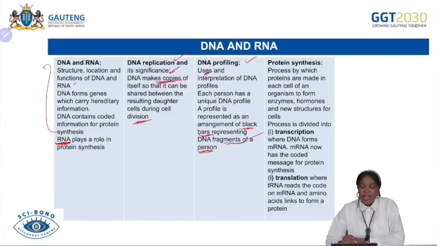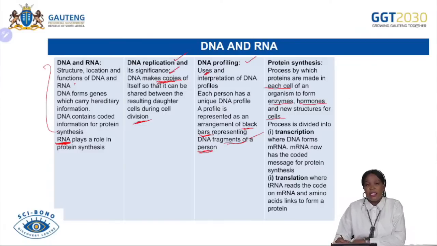Then with DNA and RNA, you must also know what protein synthesis is. It is the process of manufacturing proteins, the process by which proteins are made in each cell. That is the definition of protein synthesis. Proteins are made in each cell of an organism to form what we need. Remember, enzymes are proteins, hormones are proteins, and new structures for cells.